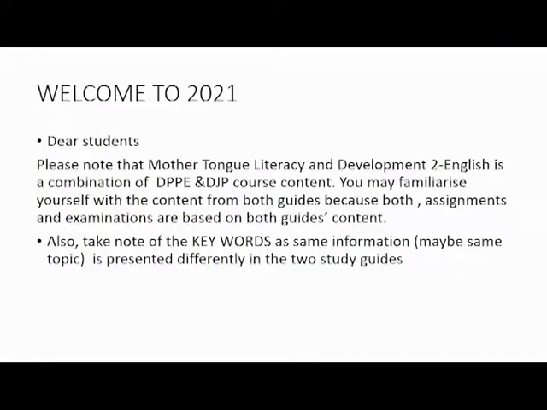Secondly, take note of the keywords, as some information on the same topic may be presented differently in the two study guides. It appears DPPE have their study guide, as well as DJPE, for Mother Tongue 2 English. However, the content is similar, but you may find that it is presented differently under the same topic. Hence, it's not exactly the same, but what you have to take note of is the topic at hand.